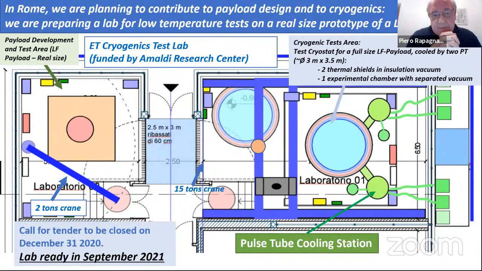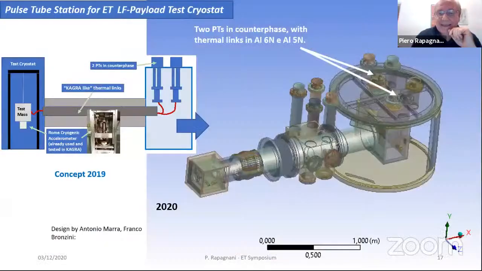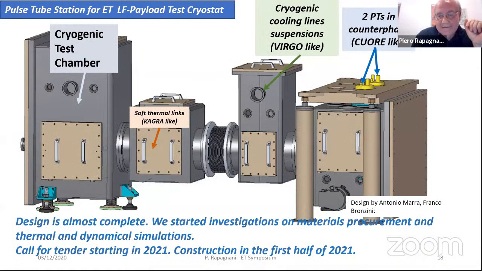We plan to use it to make tests on a dummy payload with all the masses and the lengths that should be known by that time. And in the meantime, this is the building that will be used. We are developing a pulse tube cooling station, which we plan to use together with the payload, with the cryostat that we are designing, to make tests at low temperature in a reliable and fast way on this real size model of the payload. This is what the apparatus looks like.